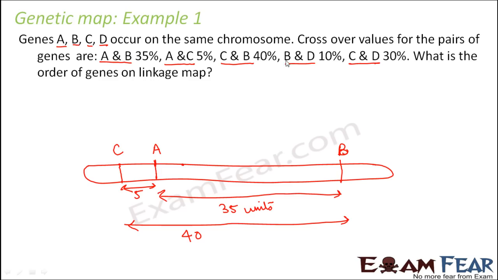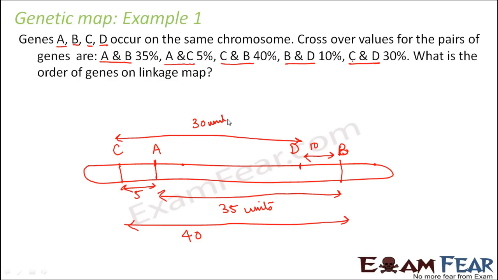Now what about D? B and D is 10%. Now again D can be located this side, it can also be located this side. So that depends how far D is from A or C. In the question it is given that C and D are 30%. So the distance between C and D is going to be 30, which is going to be somewhere here. So D will be located somewhere here such that the distance between B and D is 10 units and the distance between C and D is 30 units.